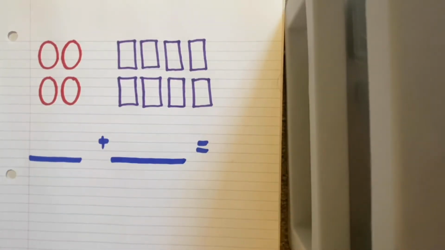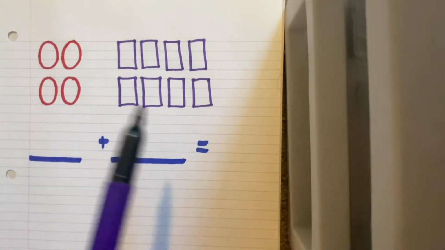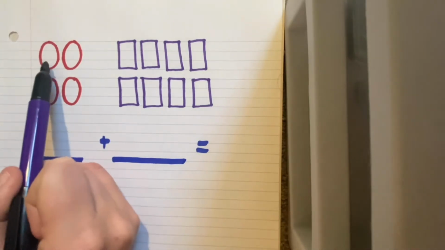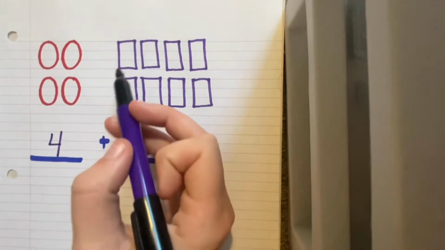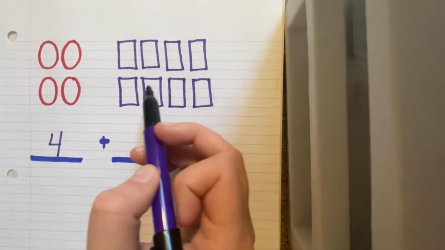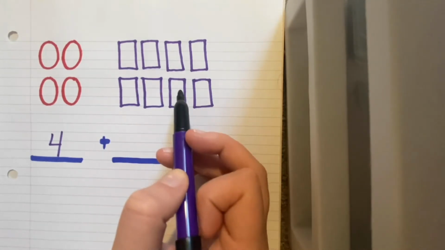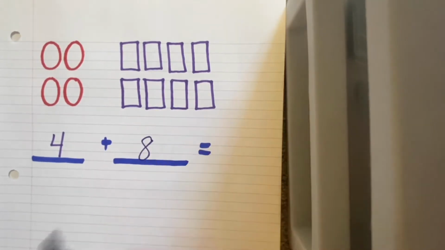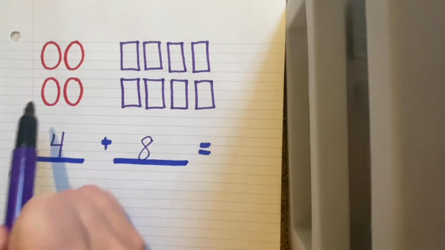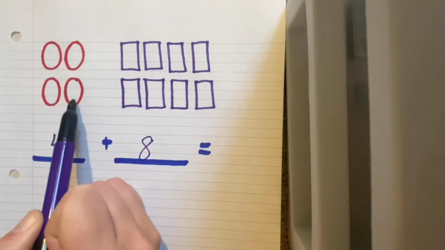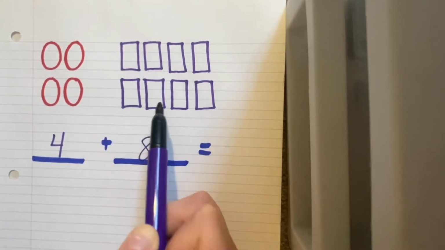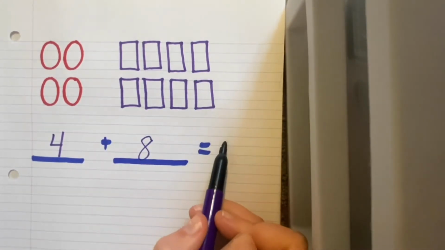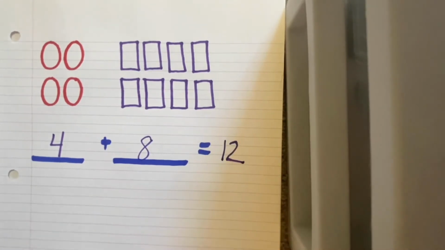Let's keep going. You can see that we have circles and squares. We have 1, 2, 3, 4 circles. And 1, 2, 3, 4, 5, 6, 7, 8 squares. Once again, you could do the problem, but we're going to count them all together. 1, 2, 3, 4, 5, 6, 7, 8, 9, 10, 11, 12. 4 plus 8 equals 12.